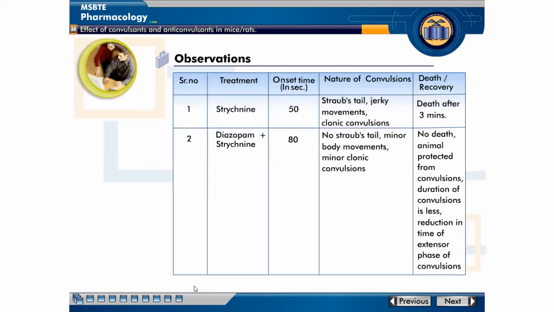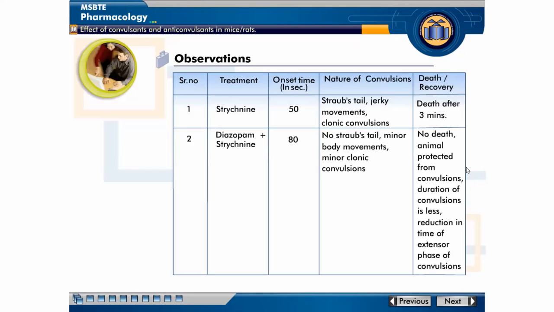The next point, observation. You have to write the same observation table in your manual as well as in your report. Strychnine sulfate: onset of time 50 seconds. Nature of convulsion: there is Straub's tail, jerky movement, clonic convulsion. Death or recovery: death after 3 minutes. When jerky movements and Straub's tail occur, it means that death will occur.